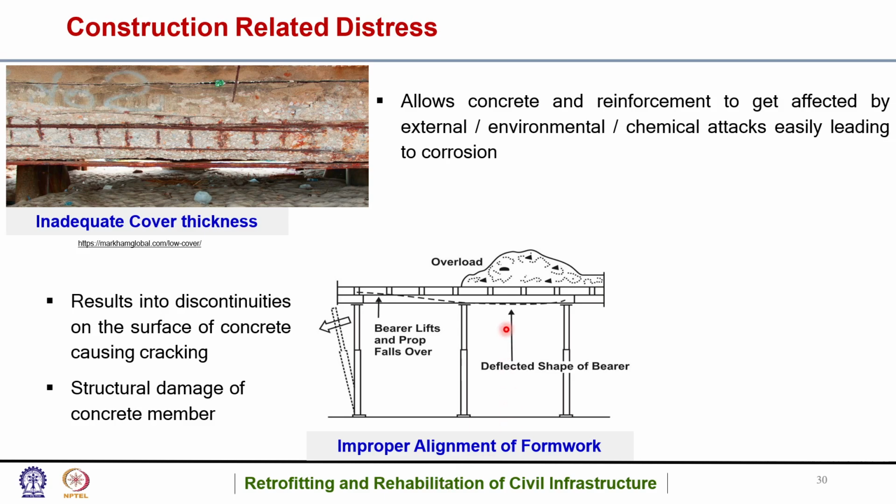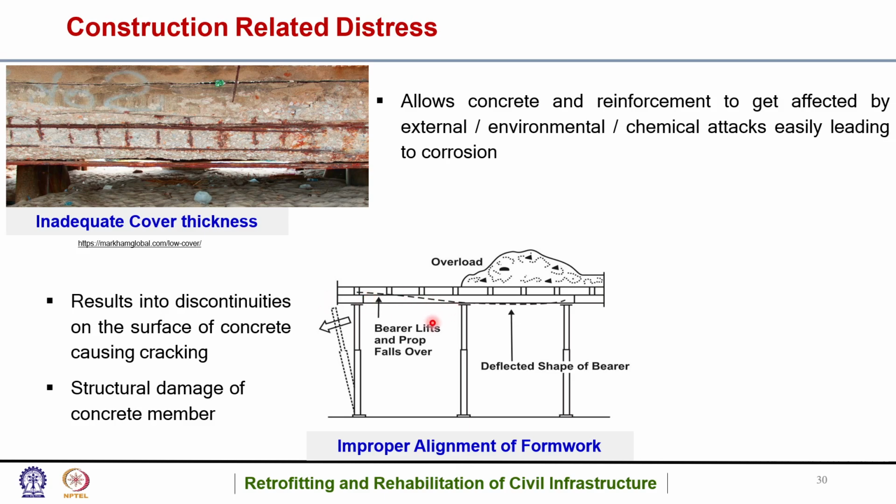If this is the formwork, and in this formwork there is an overload, a load more than expected or desired, that will result in sagging. Sagging is basically bending, the flexure. This means there is a deflected shape of the bearer, or the formwork, the shuttering. If there is sagging here, it will result in hogging, so it will rise here.